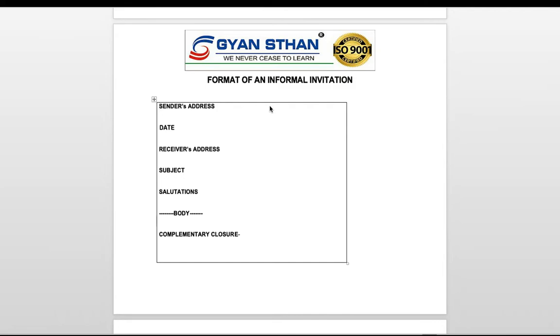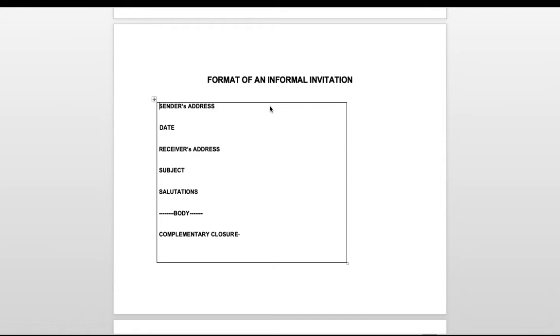And if you write an informal invitation in a letter style, it is very familiar to the style of informal letter writing. In the informal letter, you first mention the sender's address, then date, and then the receiver's address. The receiver's address is the address of the person who would be getting the letter. Sender's address would be the address of the person who is writing the letter, who is posting the letter.